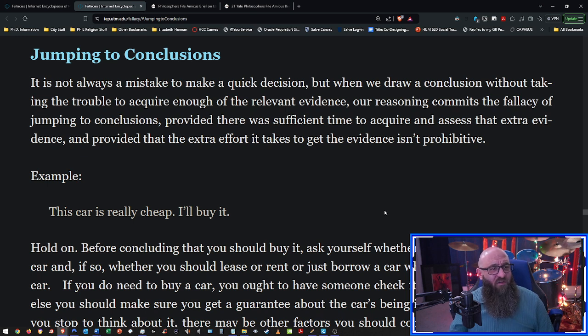How does it work? It's not always a mistake to make a quick decision. Sometimes you've got to make quick decisions, but sometimes you're going to be wrong. Sometimes you'll be right. But when we draw a conclusion without taking the trouble to acquire enough relevant evidence, we can commit this fallacy. So, for example, this happens all the time. You go to a restaurant, and let's say you eat something. Let's say it's a new restaurant, or you eat something different at a restaurant you go to where you eat the same thing. And let's say a few hours later you feel a tummy ache or something, right? Or maybe the next day you get sick or something.